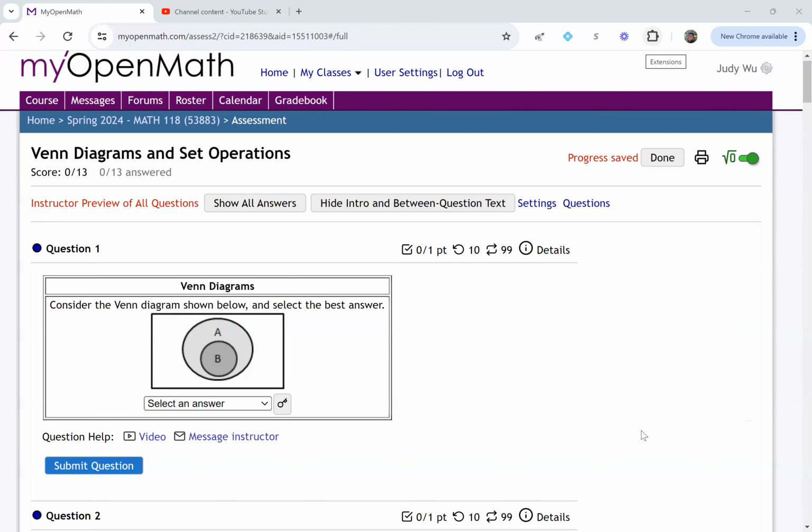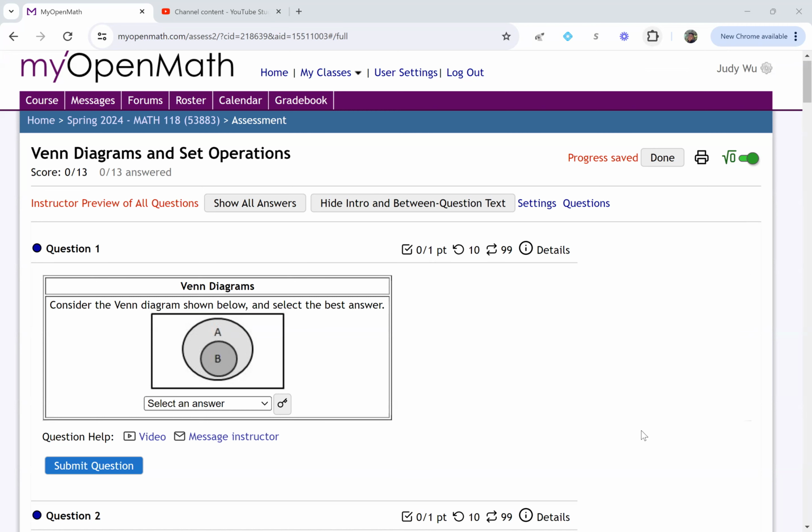Hi folks, welcome to this video where we're going to take a look at Venn diagrams and set operations, my Open Math homework. Now, again, some of these come with video, so I won't go through the whole example, but I really want to make sure that we know some notation and what those phrases mean, okay? So let's take a look at this first question.